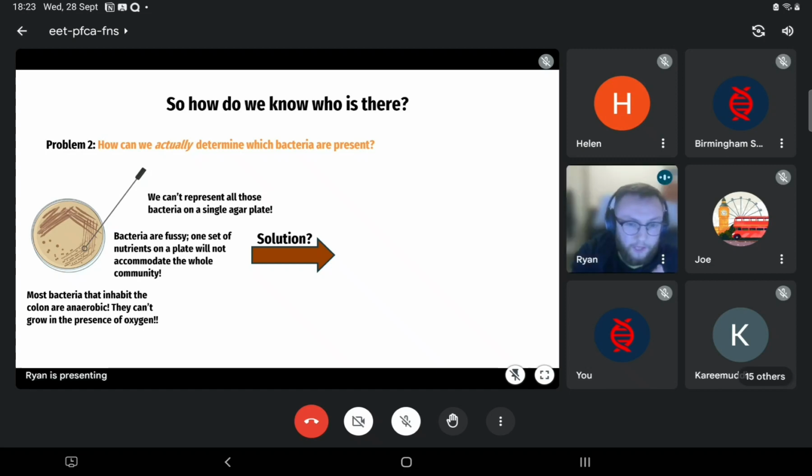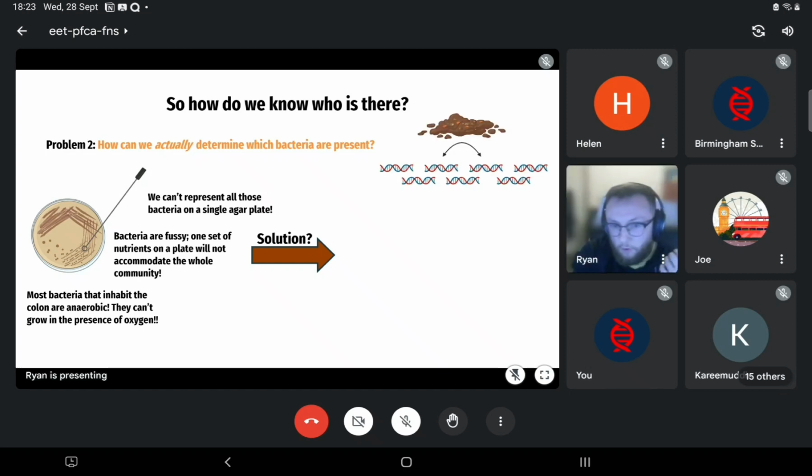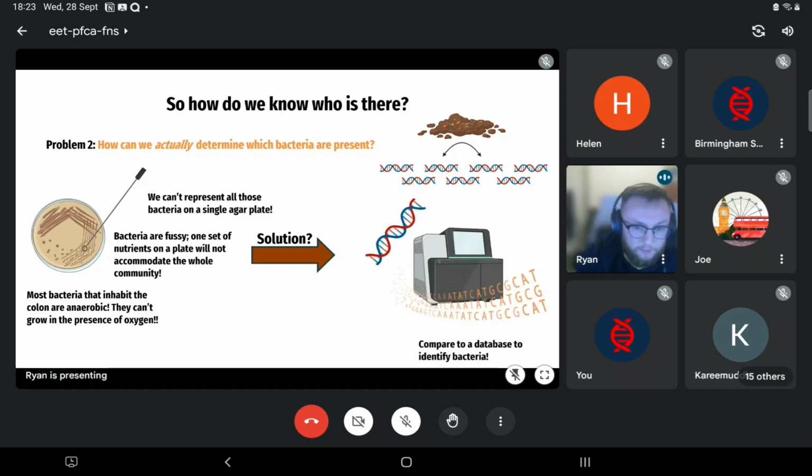So what's the solution to that? Well, we know that in that poo, there are all the bacteria we want to understand, and we know they all have DNA. So if we can DNA sequence a certain region of that DNA, then we can compare it to a database and see which bacteria are there, using really fancy high throughput computers, sequencing programs and machines, which Helen's going to talk you through a bit more on how that all works.